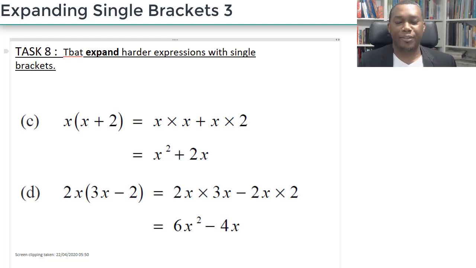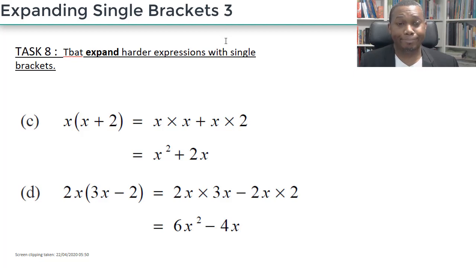Now, for task 8, let's consider some harder expressions to expand. In this case, we're going to start getting the squared terms because we're going to multiply a letter by itself. When we multiply a letter by itself, we use the squared term. So that's what we want to get comfortable with now. Remember, expand means to multiply out. So x multiplied by x is represented as x to the power of 2, x squared, that little 2 at the top.